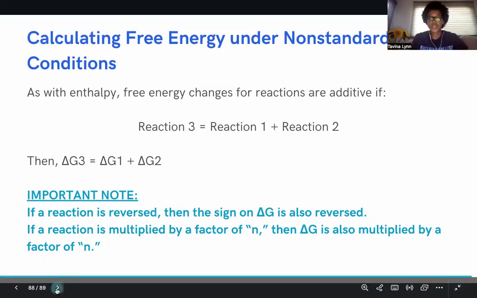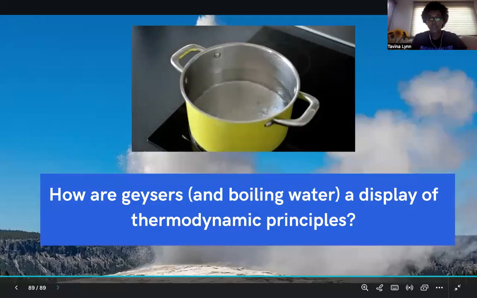So I want to conclude this section with the question that we started with. How are geysers and an everyday activity like boiling water a display of thermodynamic principles? We talked about spontaneity, we talked about entropy, we've talked about change in free energy. The first thing that may come to mind for you is thinking about how phase changes are a factor that influence entropy.